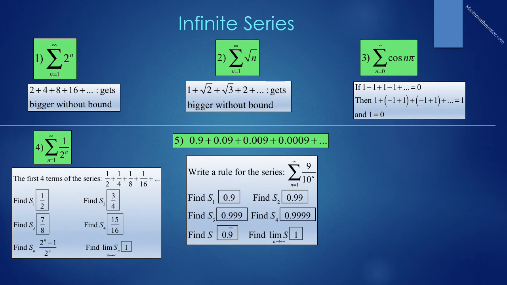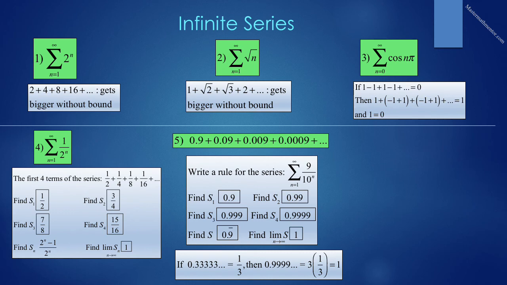Number 5 reads 0.9 plus 0.09 plus 0.009 plus 0.0009 plus .... We can write a rule for this series, summation n equals 1 to infinity of 9 over 10 to the n. S sub 1 is 0.9, S sub 2 is 0.99, S sub 3 is 0.999, S sub 4 is equal to 0.9999. So S will be 0.9 with the 9's continuing forever. And therefore the limit as n approaches infinity of S sub n is equal to 1.